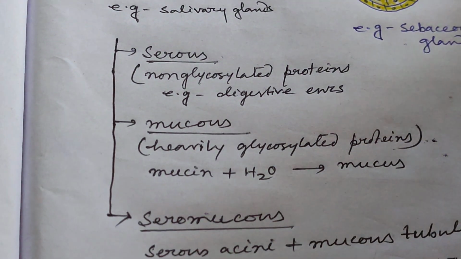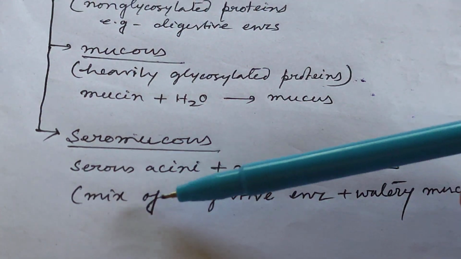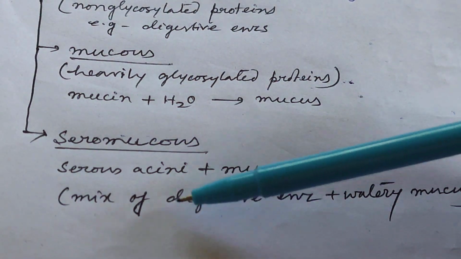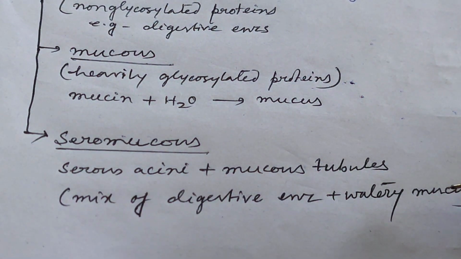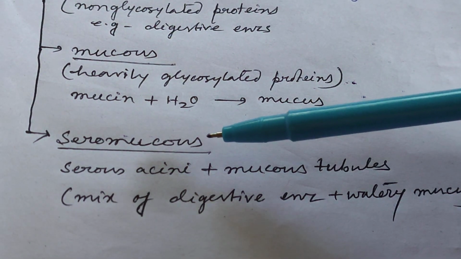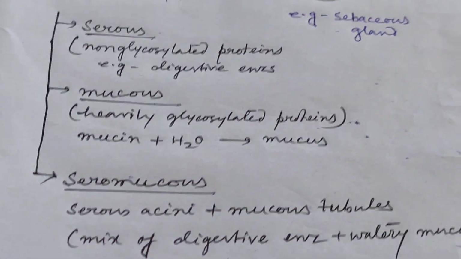And if they secrete both types of products, like the digestive enzyme as well as watery mucus, the digestive enzyme is secreted from serous acini and mucus from mucus tubules, then those types of merocrine glands are known as seromucous glands. Next, going to the holocrine gland.